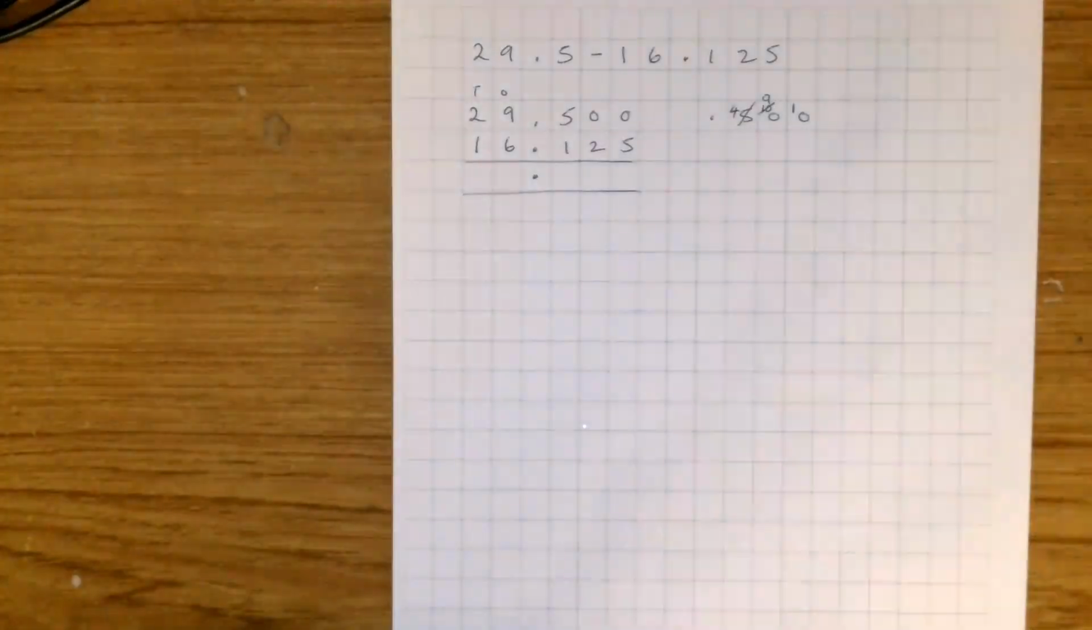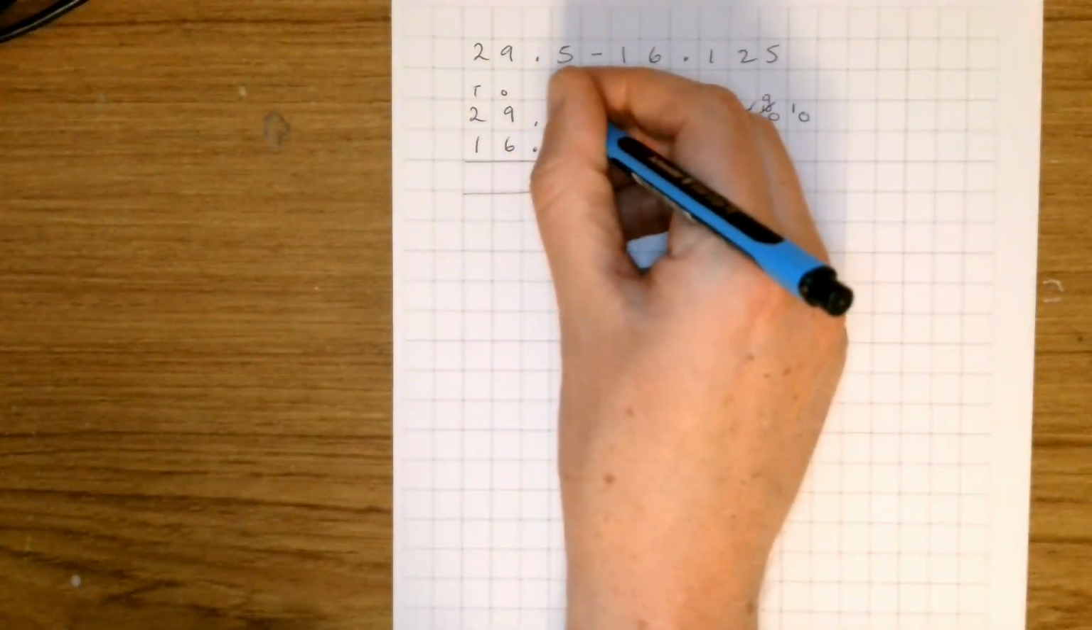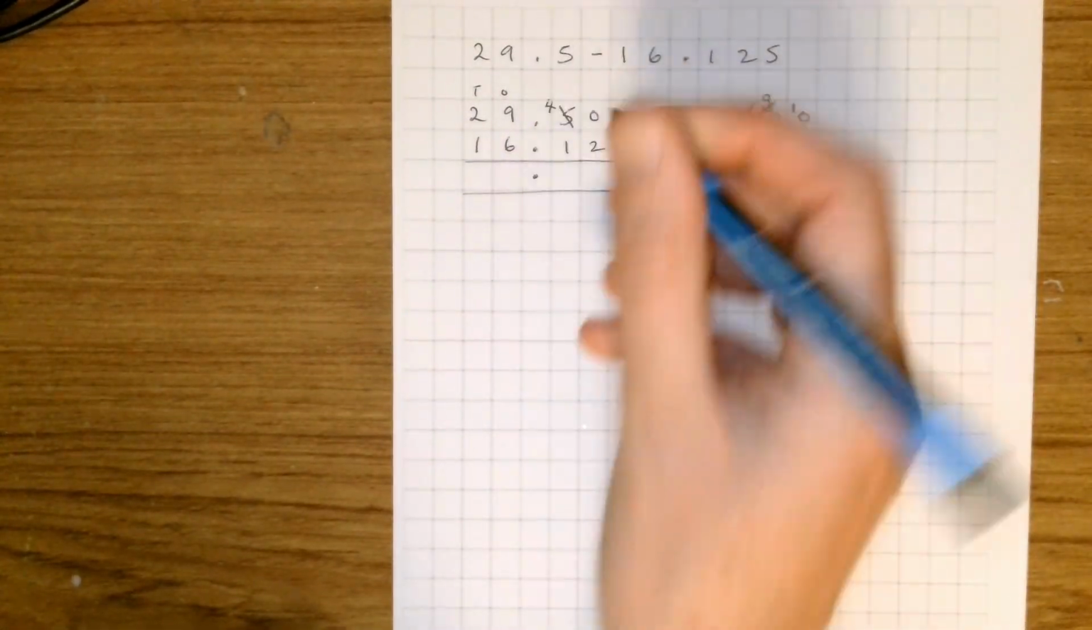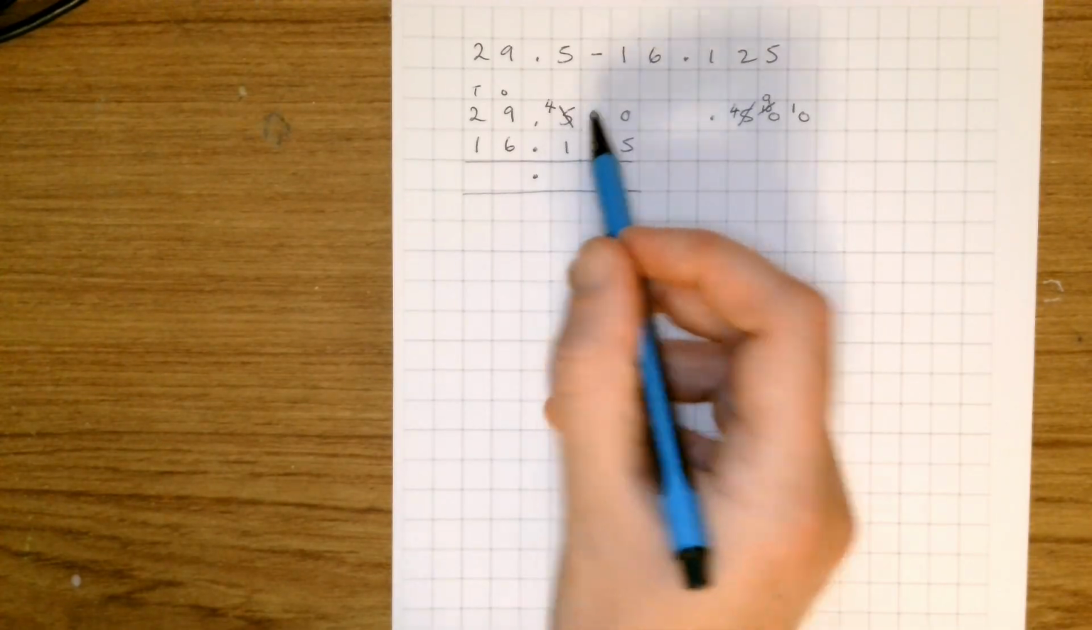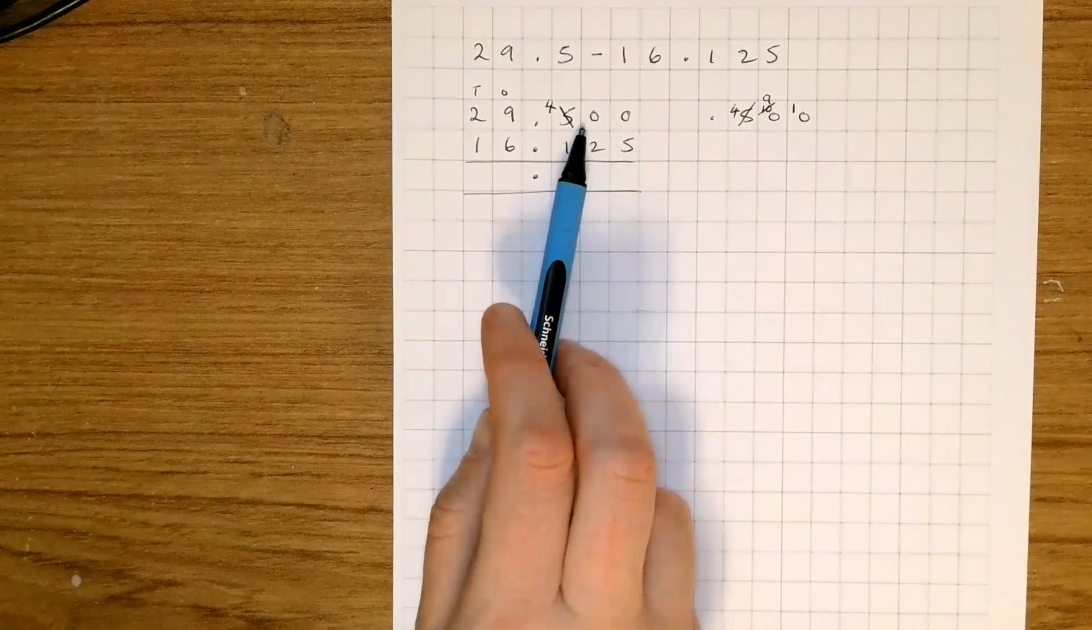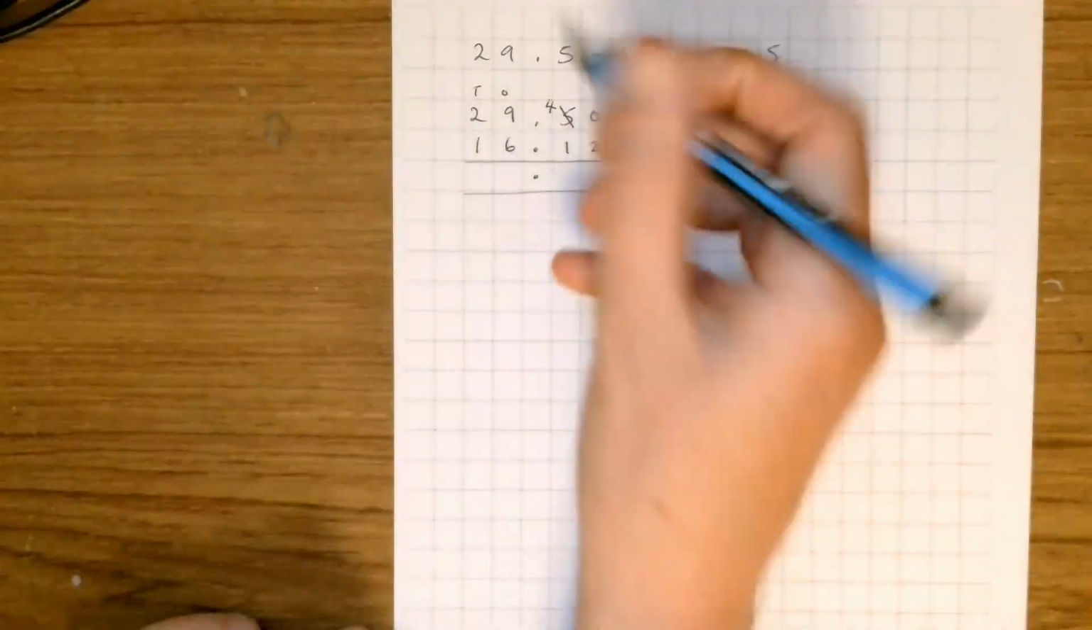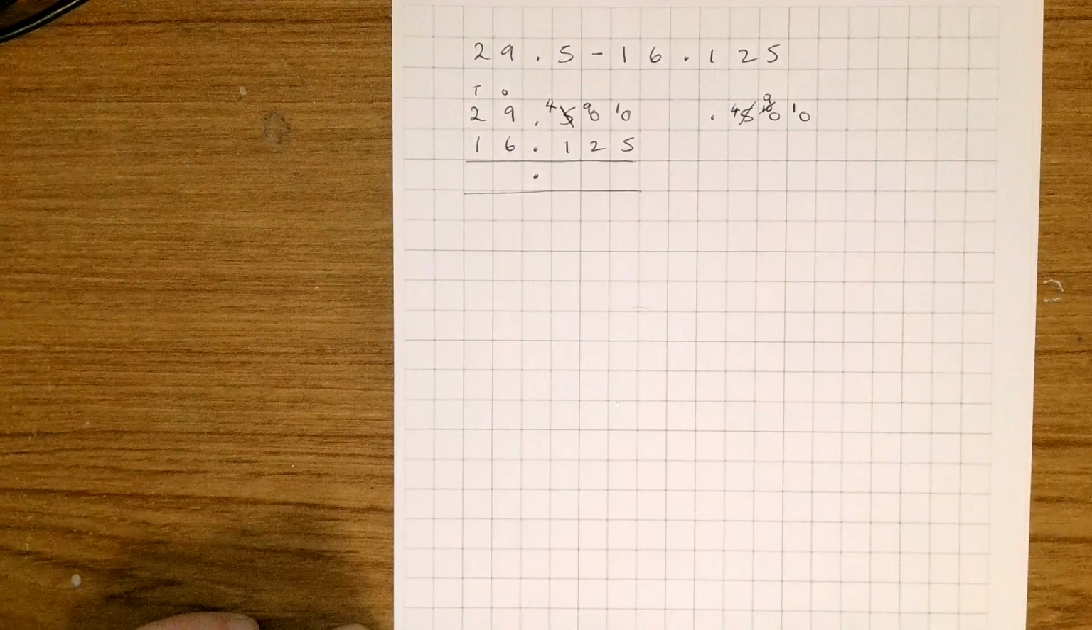So what I'm going to do is I'm going to take a bit of a shortcut. So I cross that one out and I put a 4. In my head I'm saying 10, okay, but actually it's not 10, it's 9, and then 1 over there.